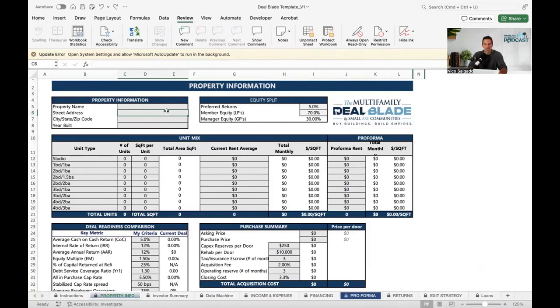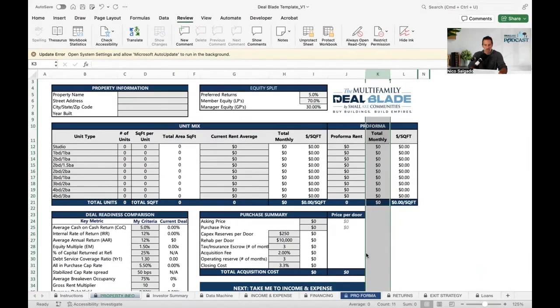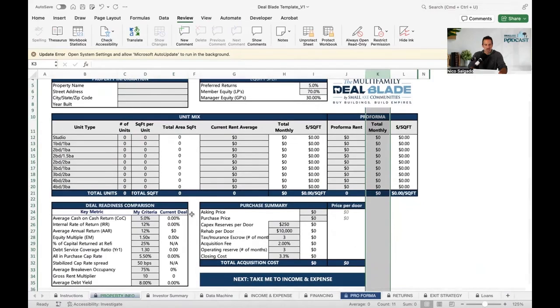For example, the property name, street address, zip code, year built, then the unit mix, right into the current average rent, right into your pro forma. Okay, so this feeds a spreadsheet. You put your purchase summary. On the purchase summary, the asking price, and then your purchase price, which is obviously oftentimes different.